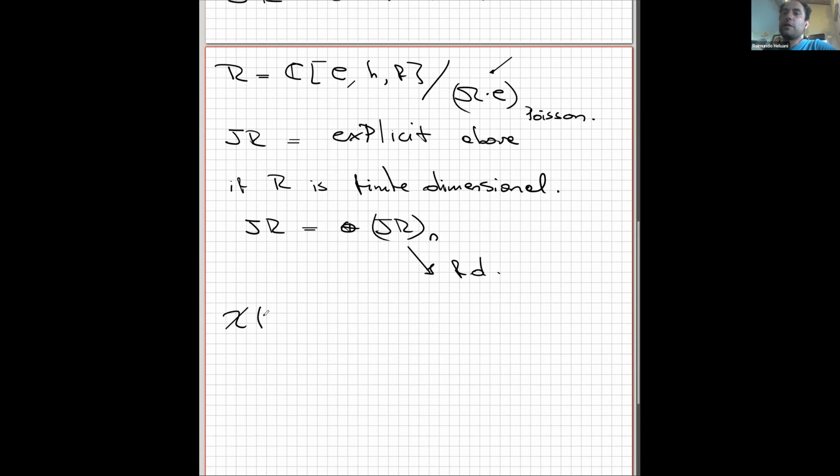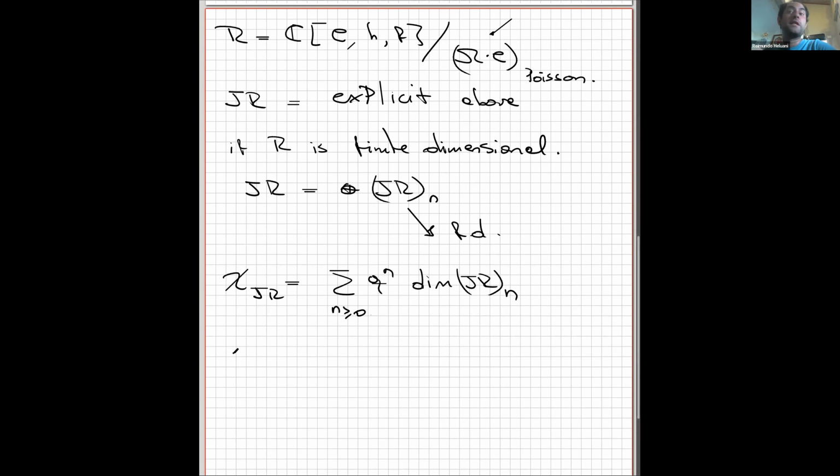So the character of this JR is the sum of q to the n times the dimension of the nth jet space of R. And the question is, what is this function?